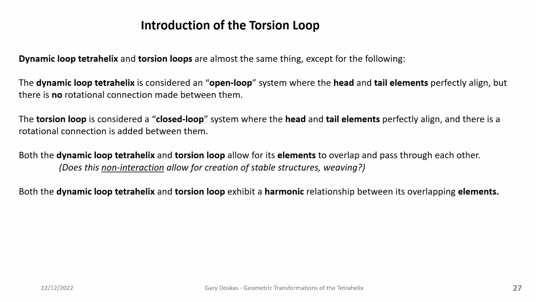Now, both the dynamic loop tetrahelix and the torsion loop allow for its elements to overlap and pass through each other. And you could ask yourself the question, does this non-interaction allow for the creation of stable structures through weaving or other aspects? And you'll see that they do actually make stable structures without the need to interact. They interact amongst themselves, which you'll see. And both the dynamic loop tetrahelix and torsion loop exhibit these harmonic relationships between these overlapping elements, which is just a curious observation.